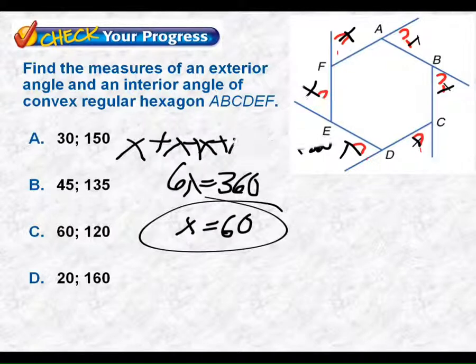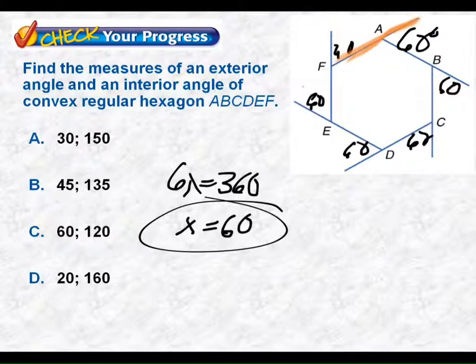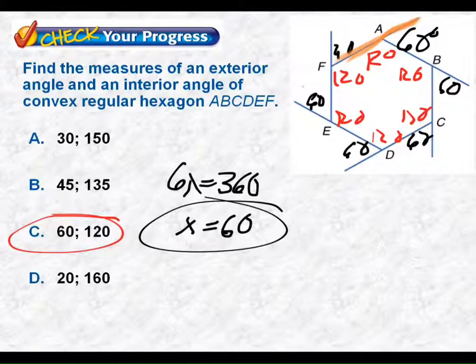Once I had that, I went through and replaced each of these angles with 60. Oh, I did miss one, thank you. I know that the interior angle and the exterior angle add up to what? 180, because they're part of the same straight line. So if that one is 60, they add up to 180. These are all going to be 120. Okay. So the answer here would be the exterior angles are 60, the interior angles are 120.